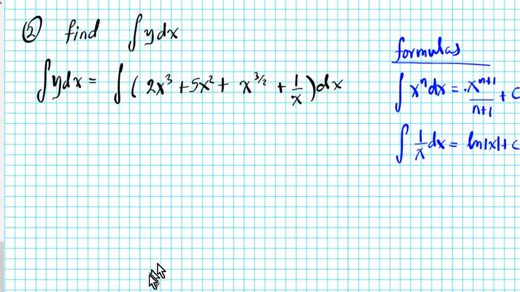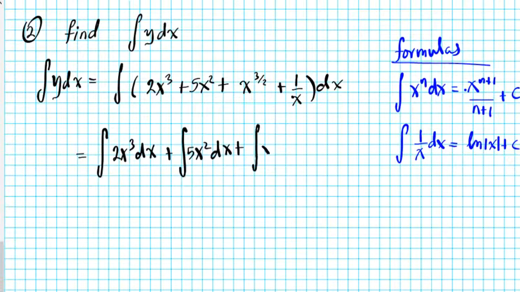Now, let's go ahead and do it. Just as we did for the inner derivative, we're going to integrate them one by one, term by term integration, since they're separated by pluses. So we're going to have the integral of 2x to the third dx plus the integral of 5x squared dx plus the integral of x to the 3 over 2 dx plus the integral of 1 over x dx. Okay? So we're going to do term by term integration.